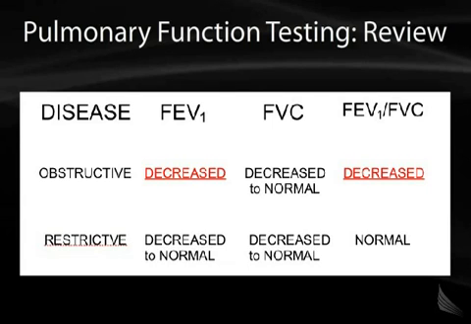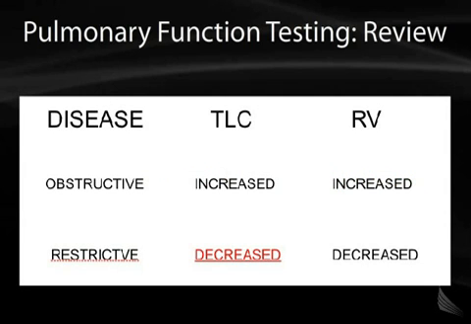Don't memorize these charts. Think about them in your head. Be able to go through and predict what the answer would be. For lung volume testing, in obstructive disease, we see increased total lung capacity, increased residual volume. Whereas with restrictive disease, we see decreased total lung capacity. That's the hallmark. That's why it's highlighted in red. Residual volume is decreased as well.